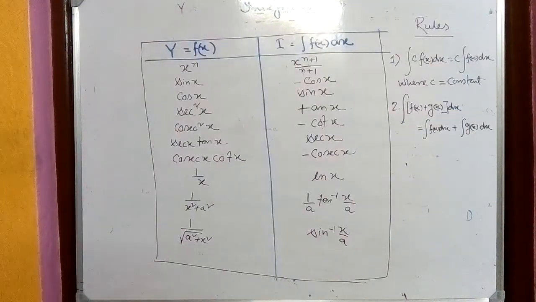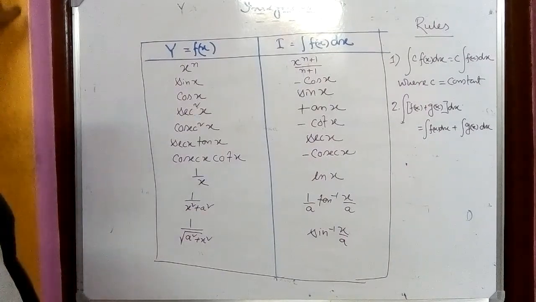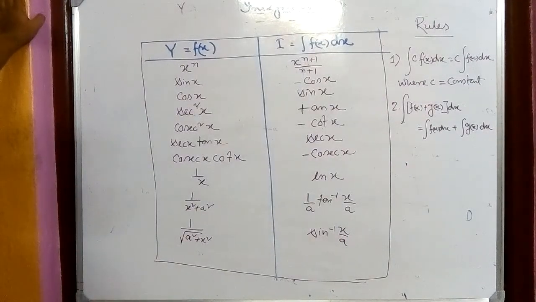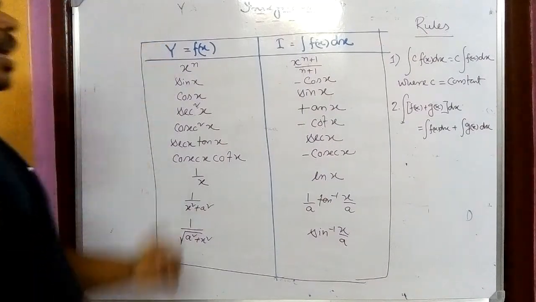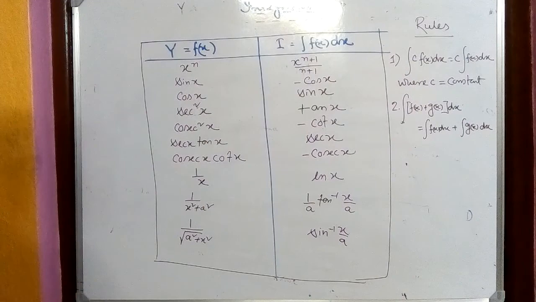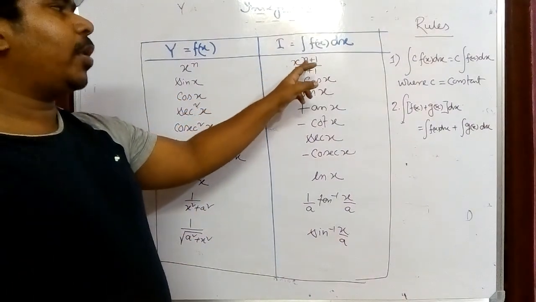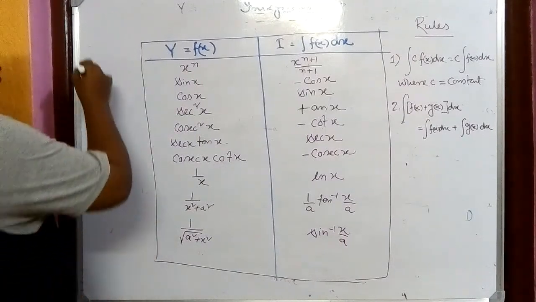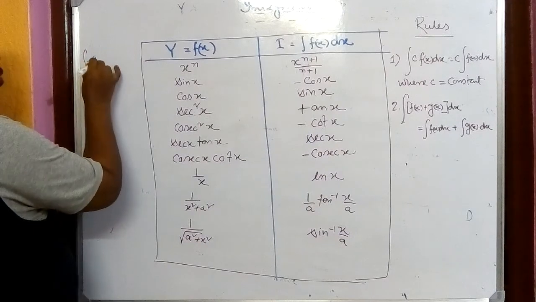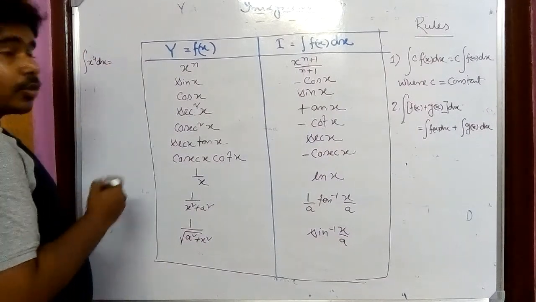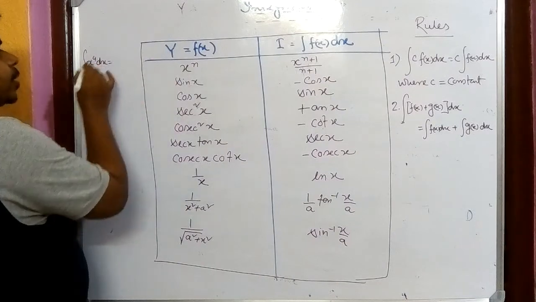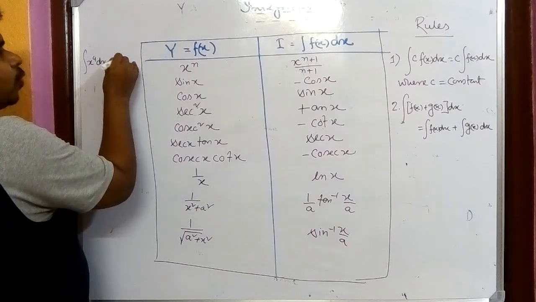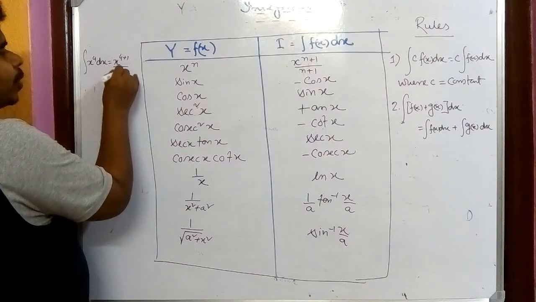So integrated values of some common functions are written here. Okay, just like in the case of differentiation how we have done, same thing we have done for the case of integration also. So if you take x to the power n as a function, then its integration will be x to the power n plus 1 by n plus 1. Same thing, I have shown you some examples. If it is x to the power 4 dx, assume, so here the value of n is 4, so it is x to the power 4 plus 1 by 4 plus 1.